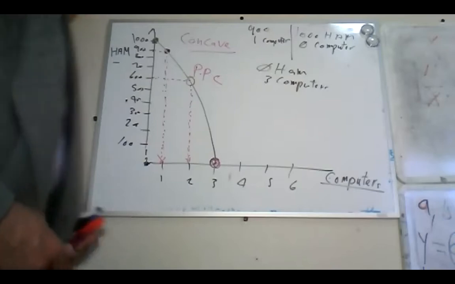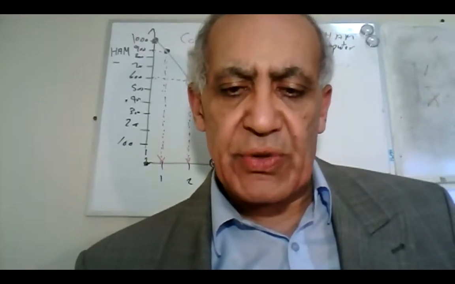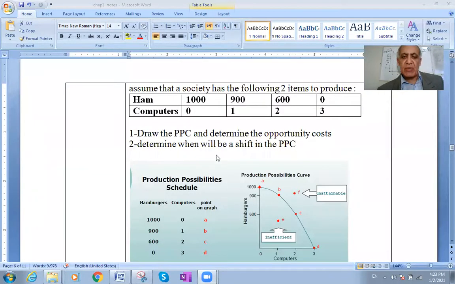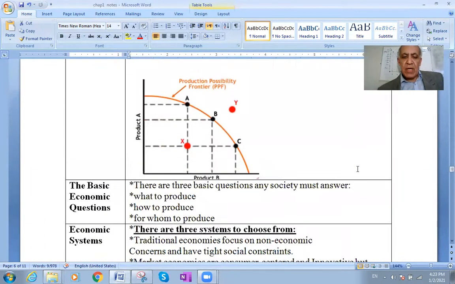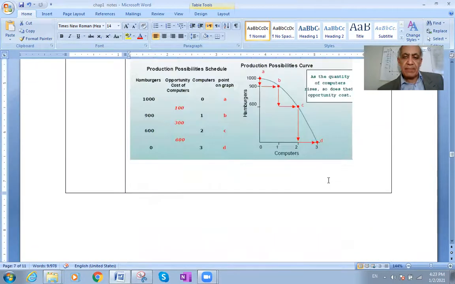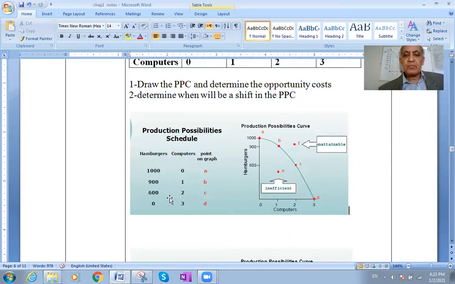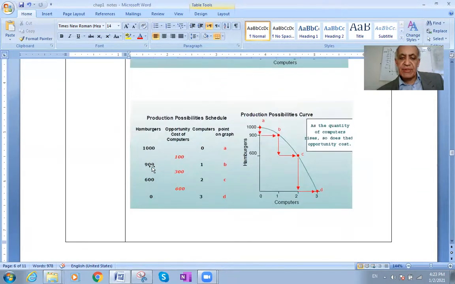Okay, now I want to count something called the opportunity cost. What is the opportunity cost? I said determine when there will be a shift in the PPC, and draw and determine the opportunity cost. Here is when we draw these points and connect the curve like I showed you on the board. Now let us go to the production possibilities schedule.